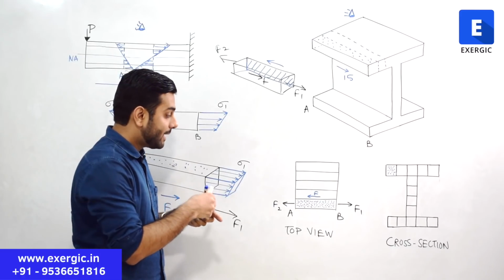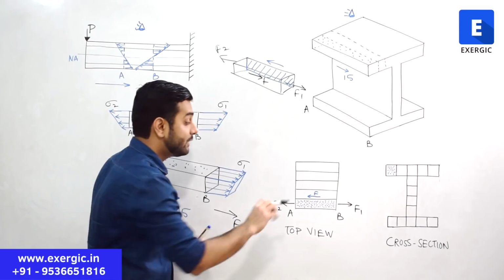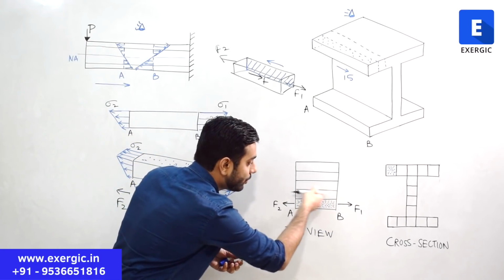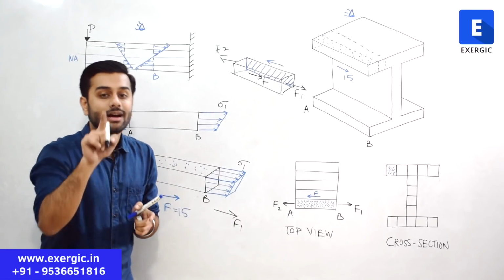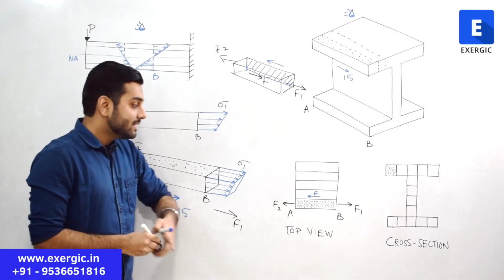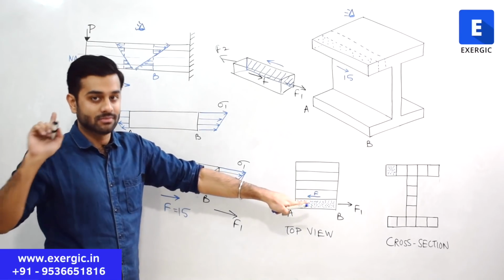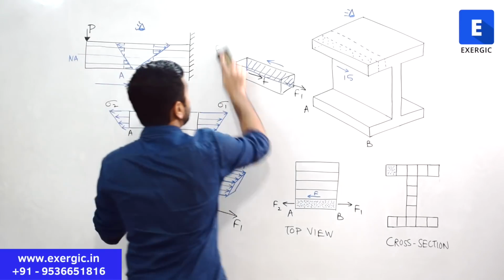So F1 minus F2 have a resultant force in the forward direction that will be balanced by a shear force in the backward direction of the same magnitude on the opposite direction applied by the adjacent fiber. Now note that this F is a shear force, right or not? Now recall the concept of complementary stress.